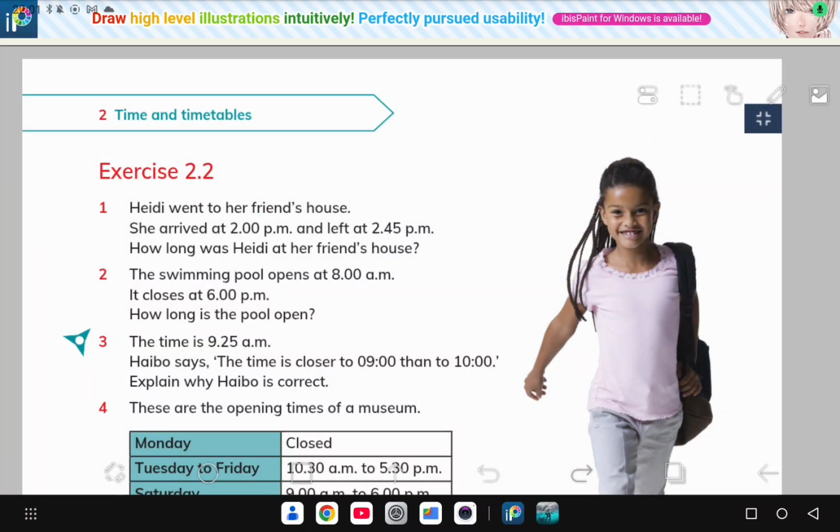Hi and welcome. In this video, we will be talking about Unit 2, Lesson 2, timetables and intervals. These are the exercises.